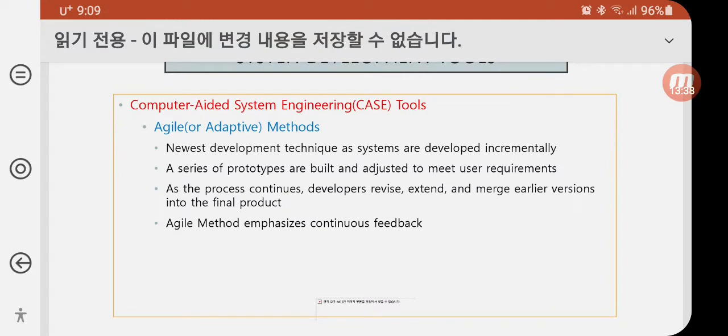Agile methods. A development technique where a system is developed incrementally. A series of prototypes are built and adjusted to meet user requirements. As the process continues, developers revise, extend, and merge earlier versions into the final product. Agile methods emphasize continuous feedback. The Agile community has published the Agile Manifesto. The Agile process determines the end result.